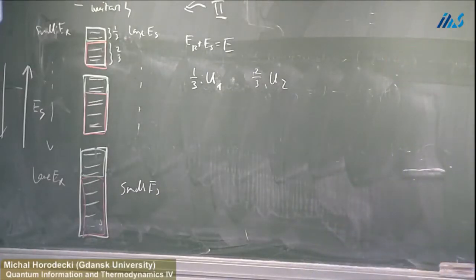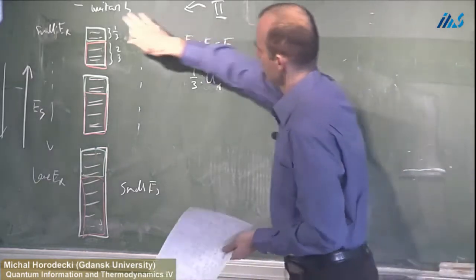And now it's a good situation, because we have a criterion for when we can go from some state to some other state by random permutations. It is majorization. That was the main tool in thermodynamics for kids.